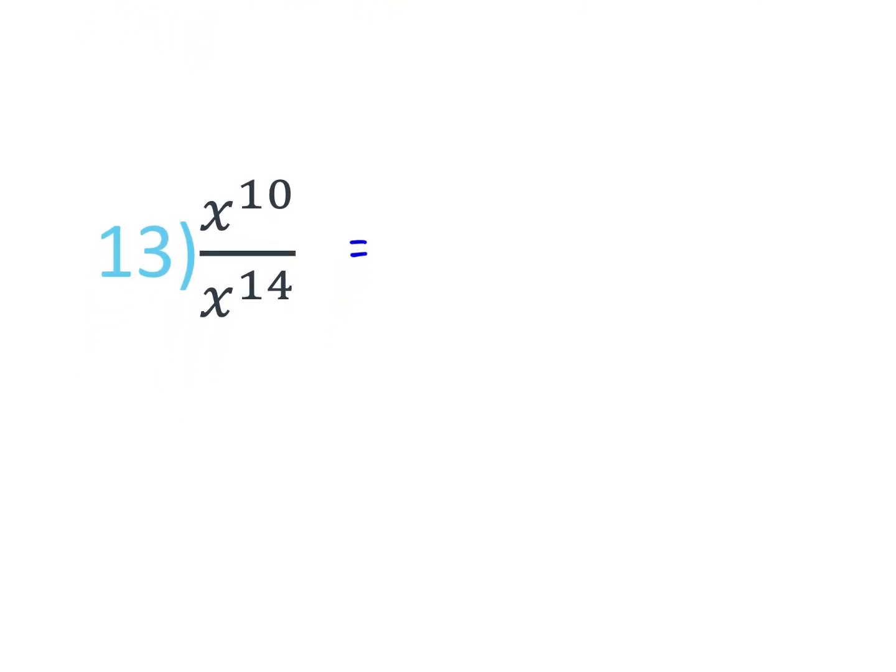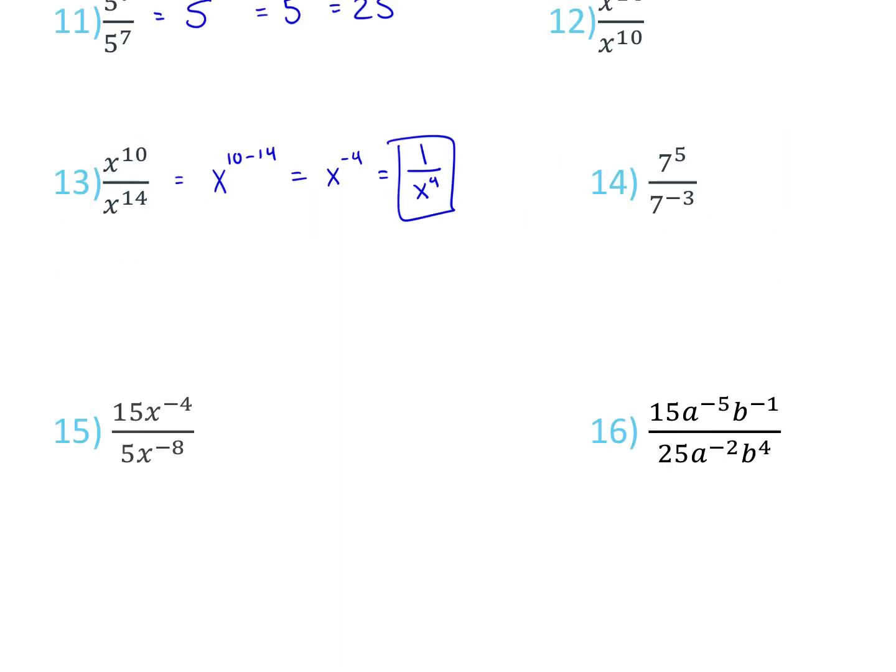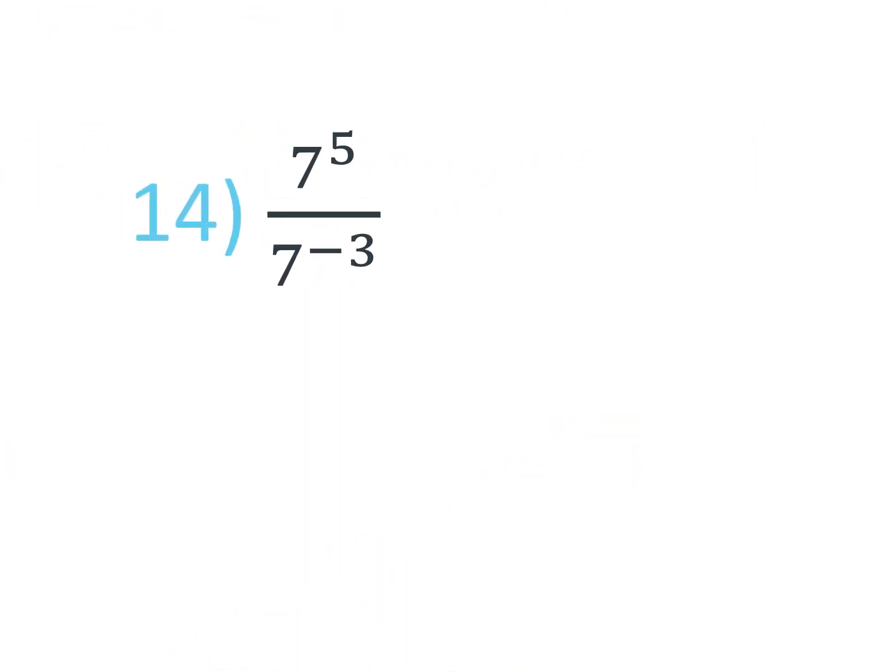How can I simplify 13? Subtract. 10 minus 14, which is negative 4. I don't like negative exponents in my answer. How do I make it positive? Put it on the bottom. What's going to go on the top? Perfect. All right, let's look at 14.